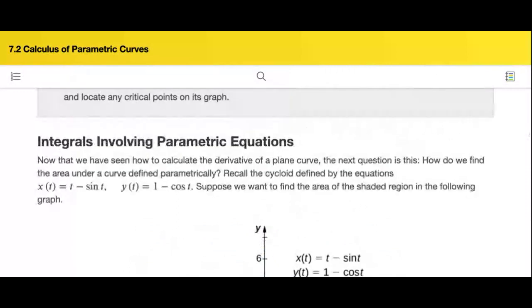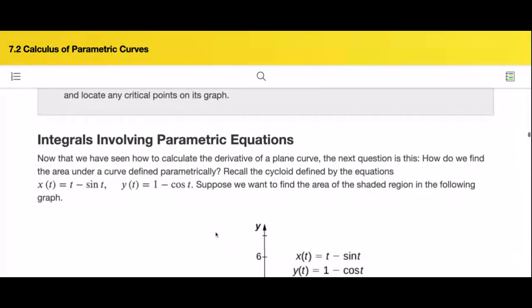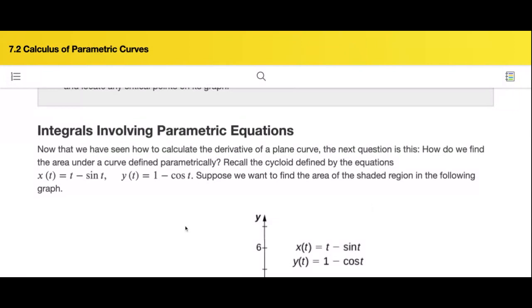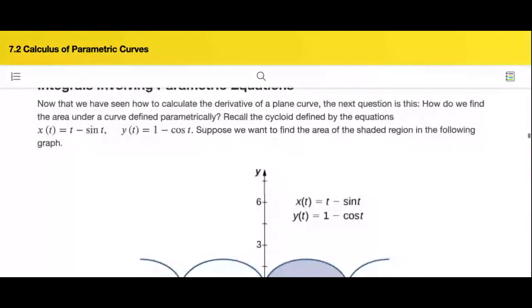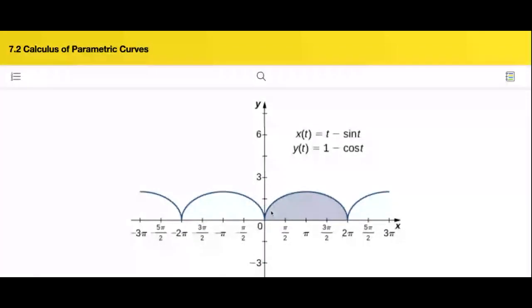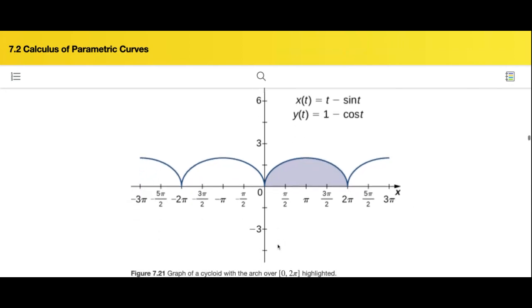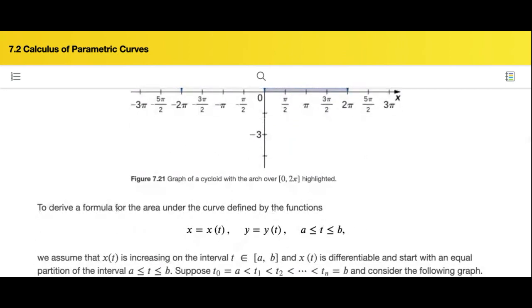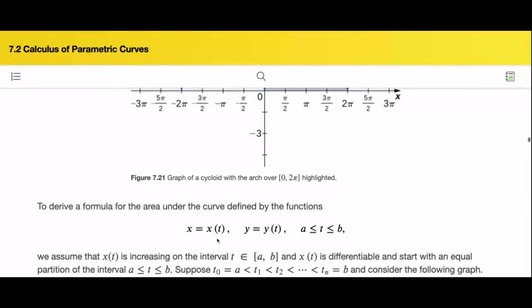So this is integrals involving parametric equations. How do we find the area under a curve defined parametrically? Let's see this one: x of t equals t minus sine t, y of t equals 1 minus cosine t. So we get this periodic graph. If we want to find the area under one curve, from 0 to 2 pi makes one period. So derive a formula for the area under the curve defined by this.